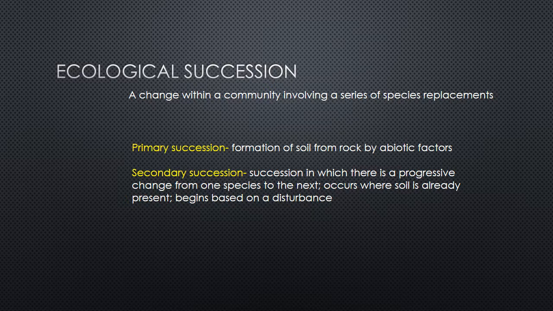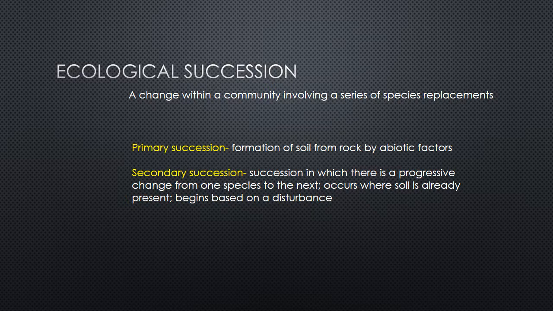And this falls under 2 different categories. There's primary succession, and basically primary succession means there's no community that's already present. It's establishing a community from scratch. So it's the formation of soil from rock by abiotic factors. That's how we start primary succession.